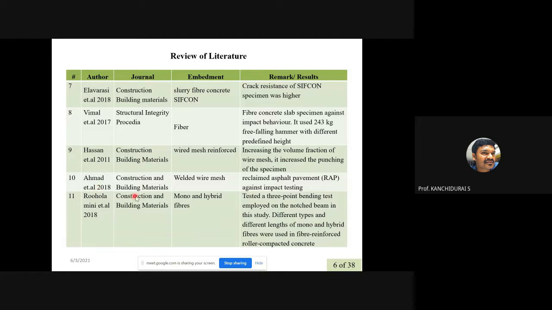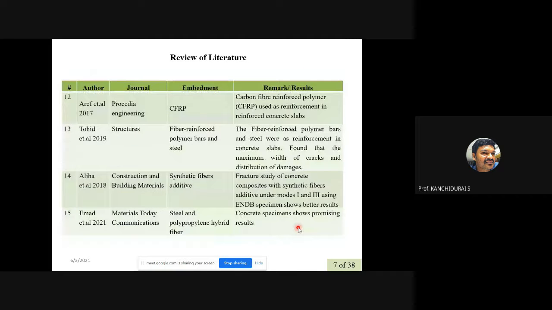Similarly, Ahmed et al. used welded wire mesh in the pavement and found good and reliable strength. Rohala et al. used mono and hybrid fibers, tested with a 3-point bending test employing a notched specimen, and found good strength in the material. Similarly, CFRP material plays a vital role. Fiber reinforced polymer, steel and synthetic fibers, additives, and steel polymeric hybrid fibers achieve good strength against impact, fracture, and compressive strength of the concretes.